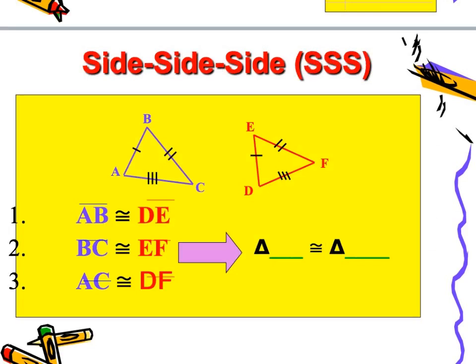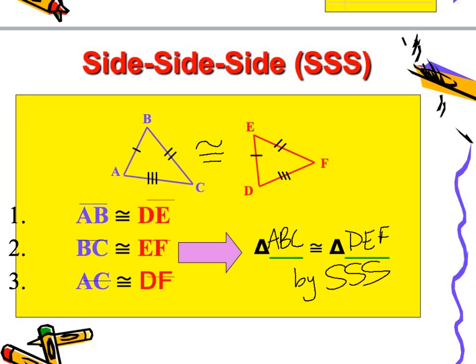The first one is called side, side, side. So you can state that 2 triangles are congruent right here if all they have are their sides marked. So you don't have to worry about the angles. If they state that all 3 sides are equal and it looks like this picture, then you can go ahead and say, yes, these are congruent by side, side, side. So you would say triangle ABC is congruent to triangle DEF by SSS. You don't have to go through and list all the parts and mark all the parts. SSS works. That's the first one.